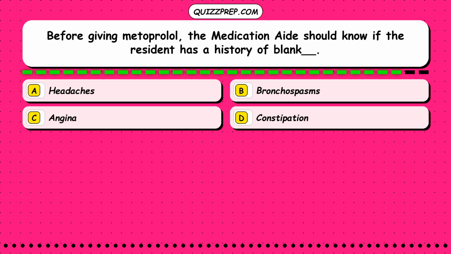Question 263. Before giving metoprolol, the medication aide should know if the resident has a history of blank. Option A, headaches. Option B, bronchospasms. Option C, angina. Option D, constipation.